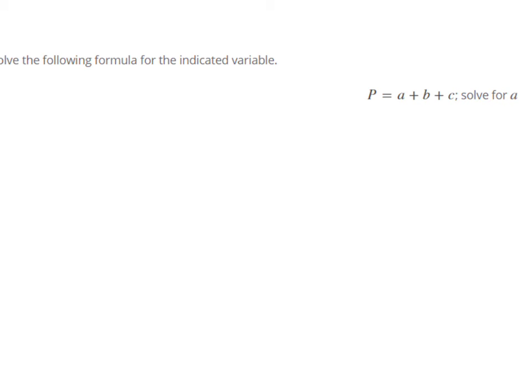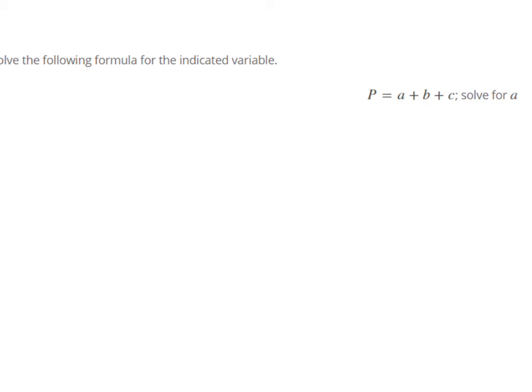Now, the formula we're going to start with is a perimeter formula. This is the perimeter of a triangle. Ultimately, you're just going to add up all 3 sides of the triangle, and that's going to get you the perimeter. This is a great formula if you're always looking for the perimeter. But in this case it says solve for A, and I already know what my perimeter is, and I know the B and the C, and I have to solve for the A.